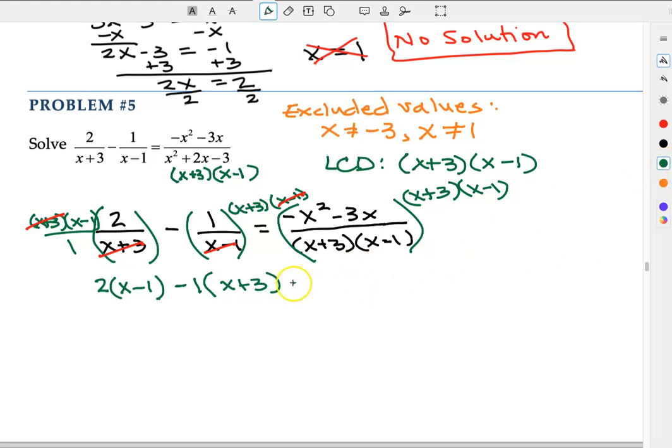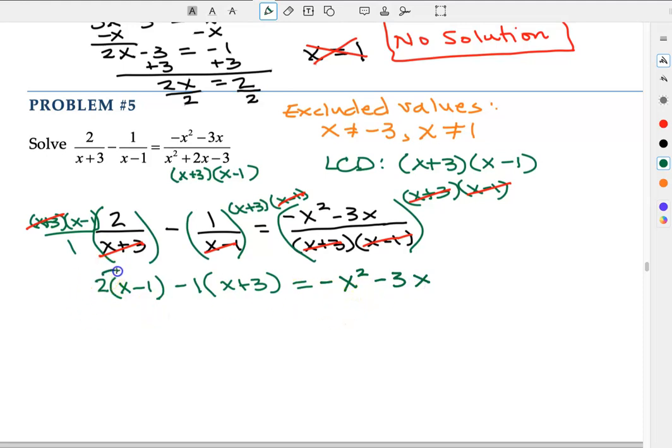And then on this one, right, we can see, oh yeah, both of my denominators are canceling out. And so that doesn't leave me anything on the top that I have to multiply by, so I'm just going to put that down. So negative x squared minus 3x. I'm going to just have this as negative x squared minus 3x.